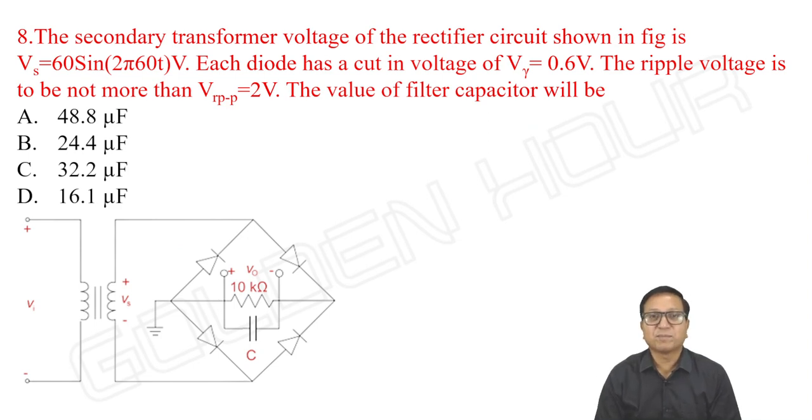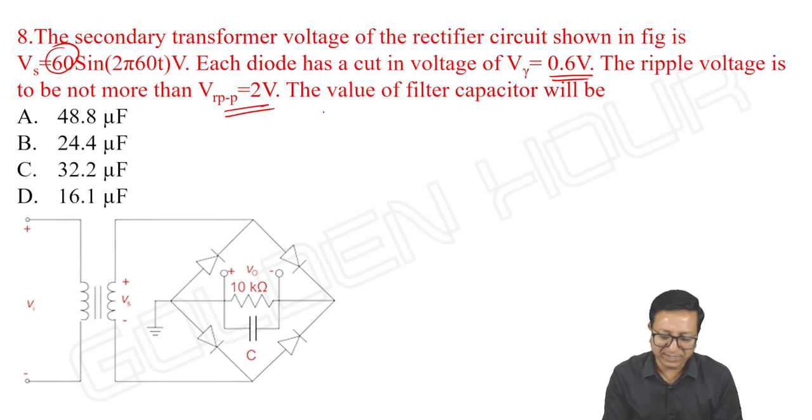The secondary transformer voltage of the rectifier circuit shown in the figure is Vs equal to 60 sine 2π into 60t volts. Each diode has a cut-in voltage of V gamma equal to 0.6 volts. The ripple voltage is to be not more than 2 volts. The value of the filter capacitor will be... a similar problem we did. Here it is 60, so we can neglect V gamma. Anyway, let us do both the calculations and check. First I am taking the ideal case.